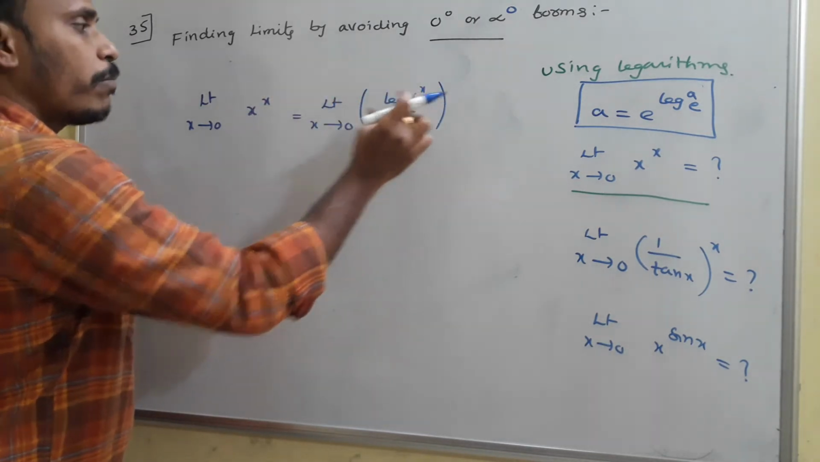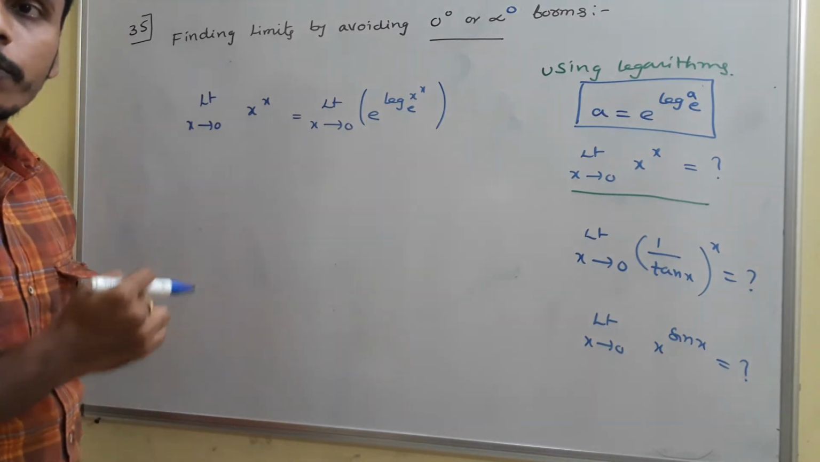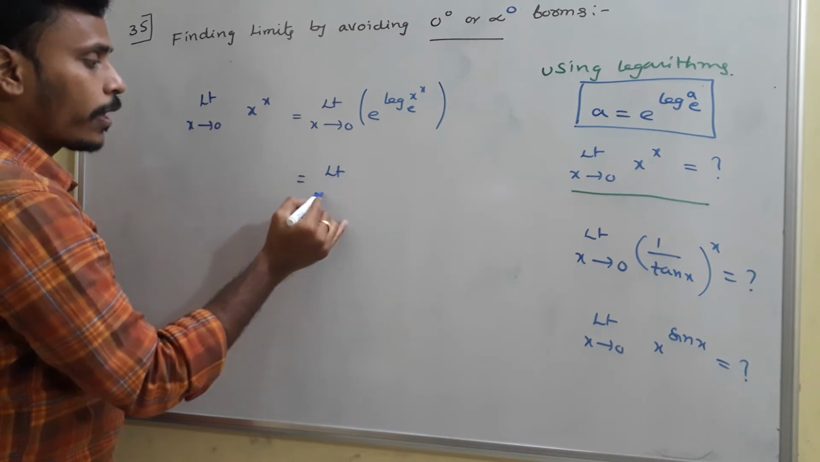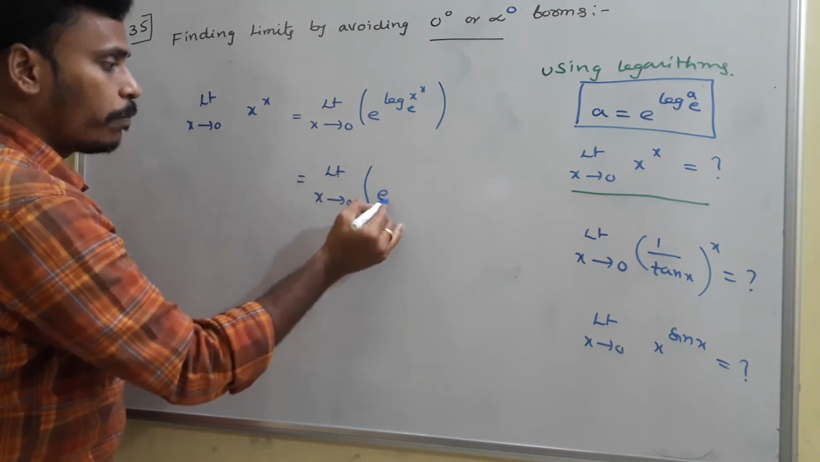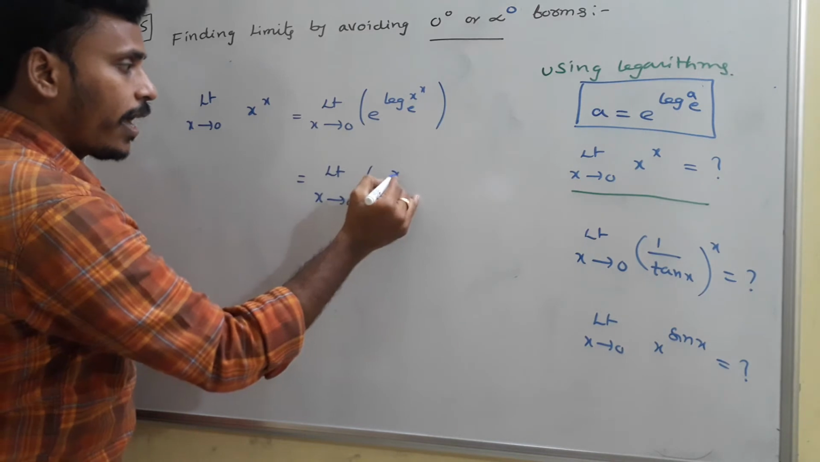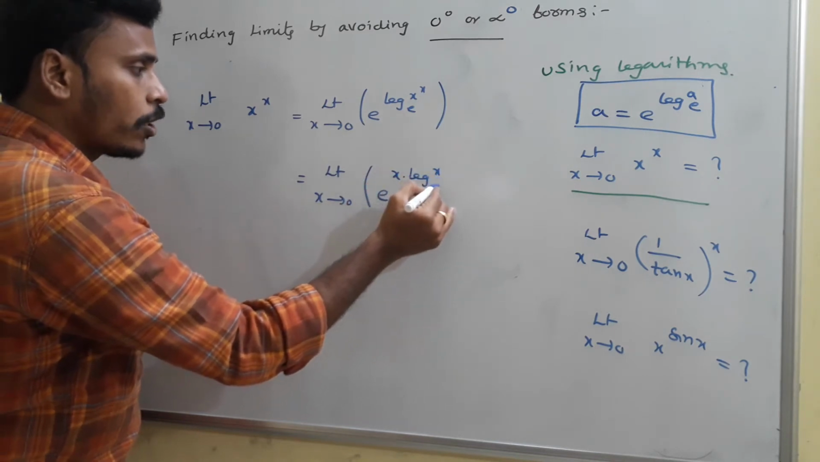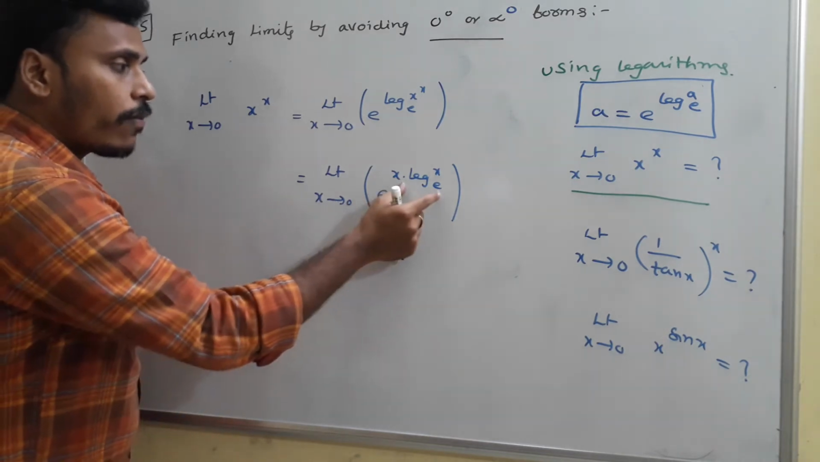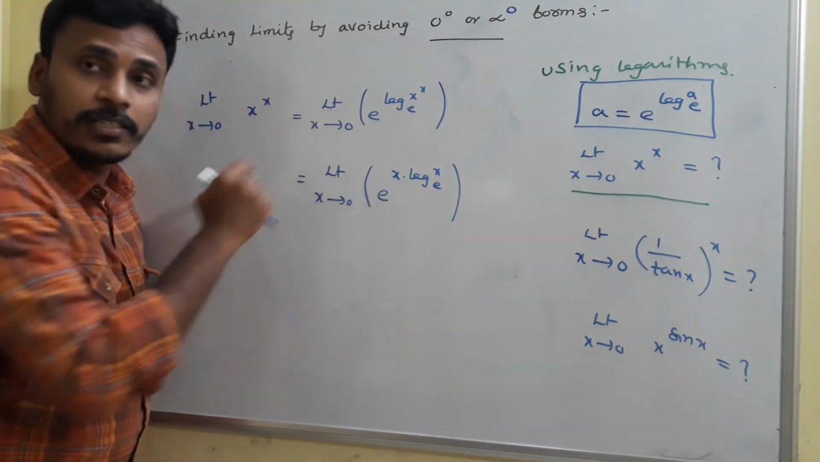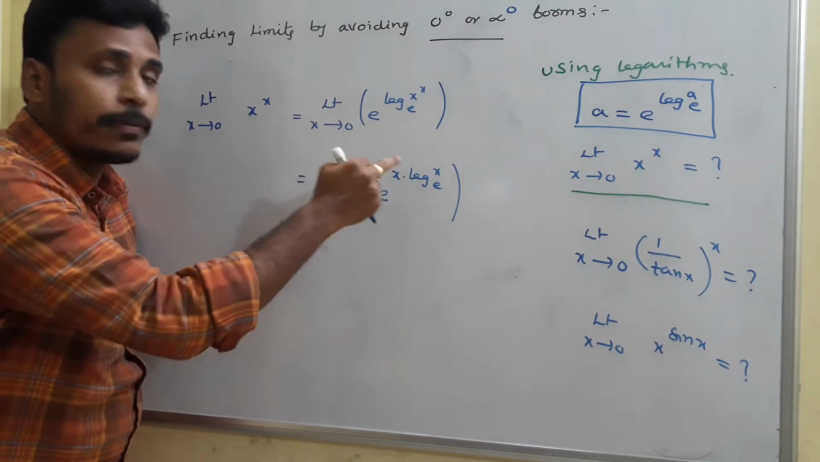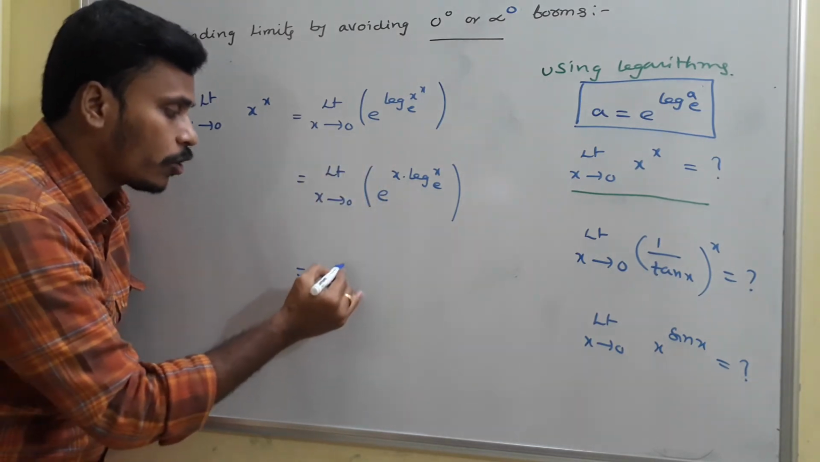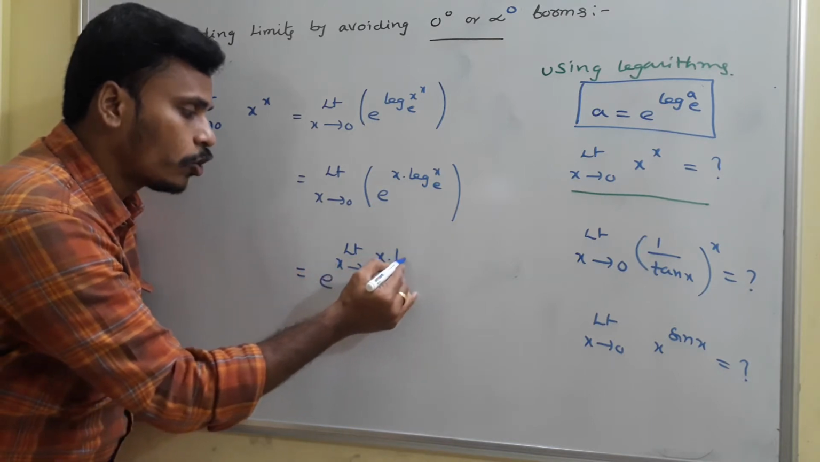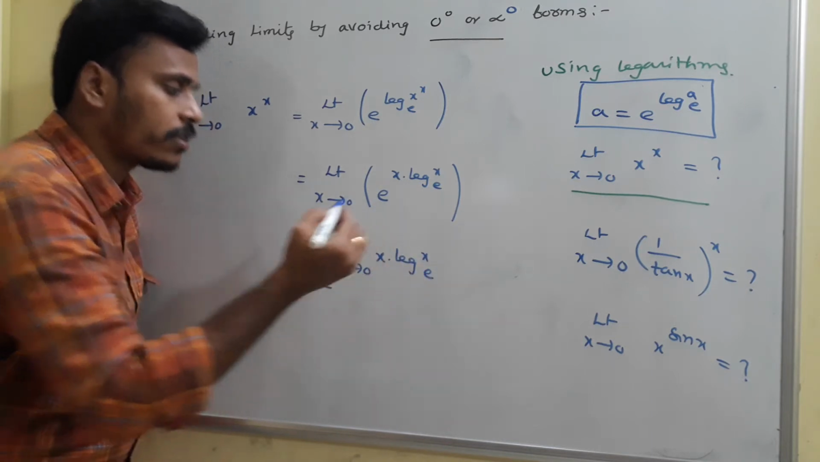This x power x is simply nothing but e power log x power x base e. And then send this x here. So this is equal to limit x tends to 0 e power, sending this x here, x into log x to the base e. Okay, and now see this e power x log x base e. This e is basically a constant, so send this limit to the power. So this is equal to e power limit x tends to 0 x into log x to the base e.